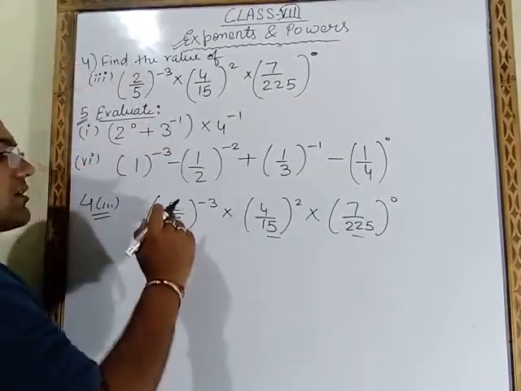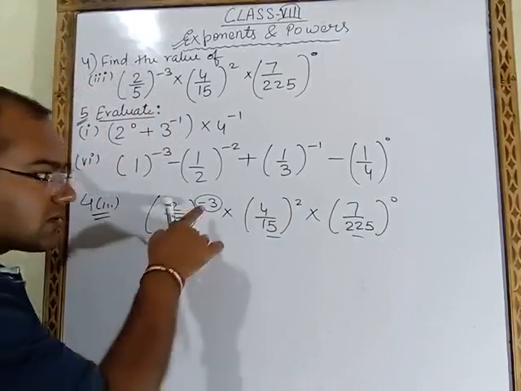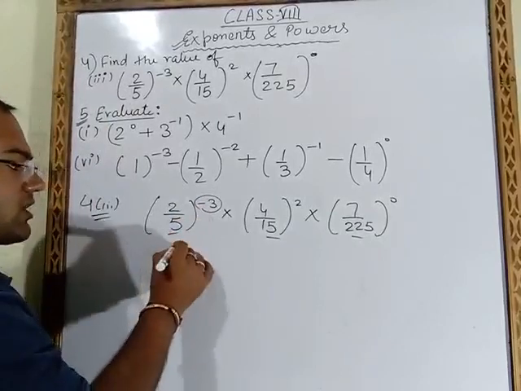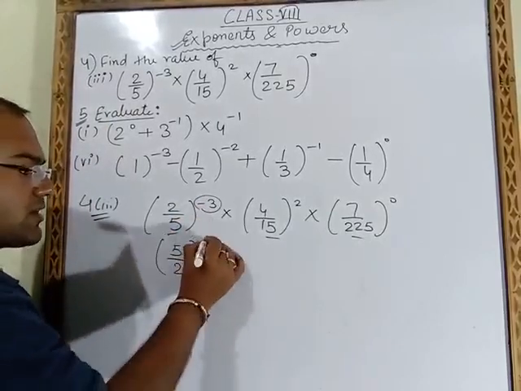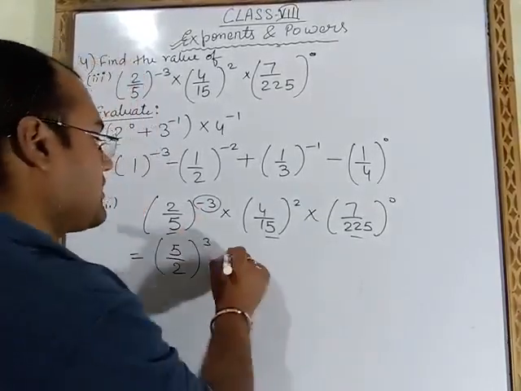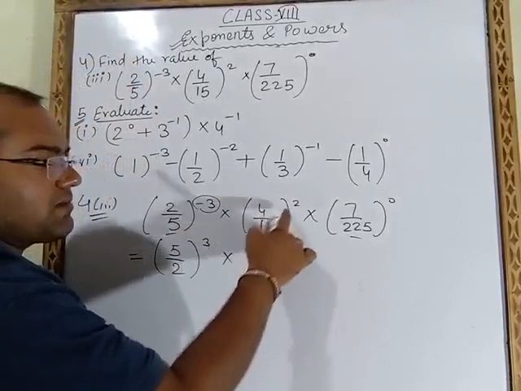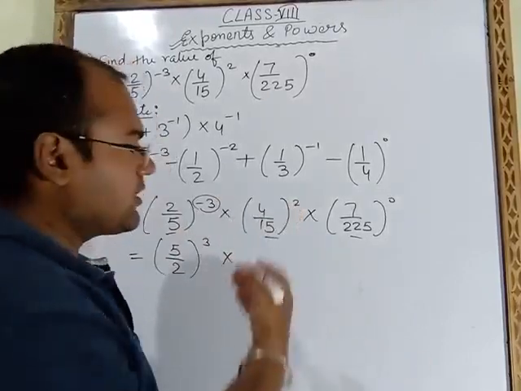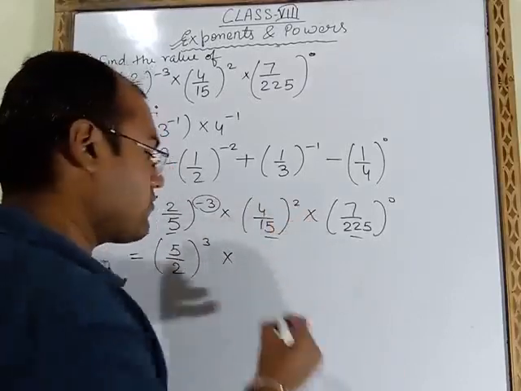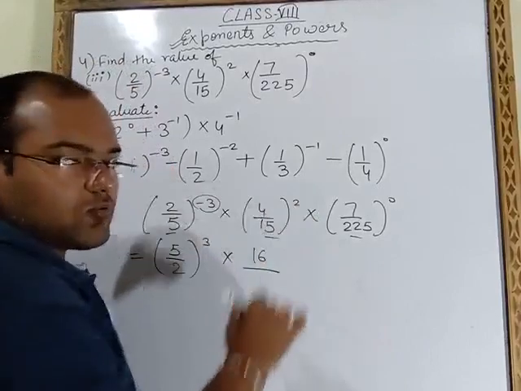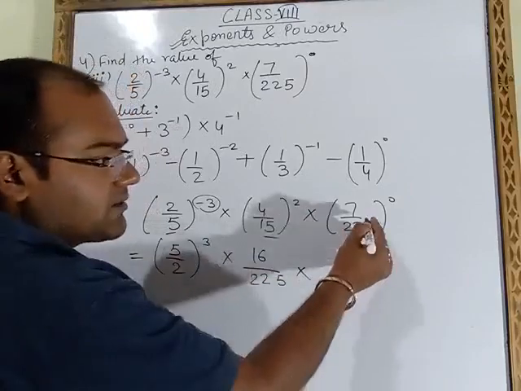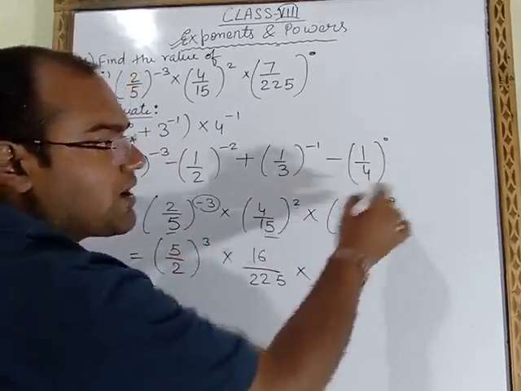So what do we have to do? This power is negative. In order to make this power positive, we have to take the reciprocal. We will write here 5 upon 2 whole power 3. What is the first step? We have to make the power positive. Next, 4 upon 15 power 2. This is a positive power, so here you have to do the square. 4 square means 4 multiply 4, the answer will be 16. 15 square means 15 into 15, the answer will be 225. Here 7 upon 225 whole power 0.